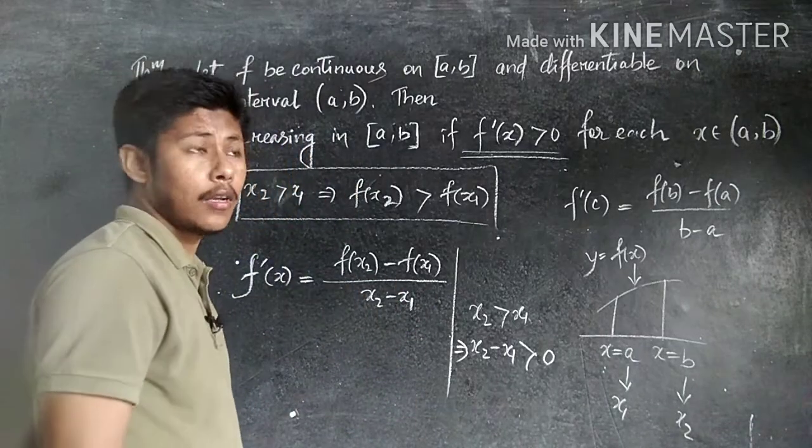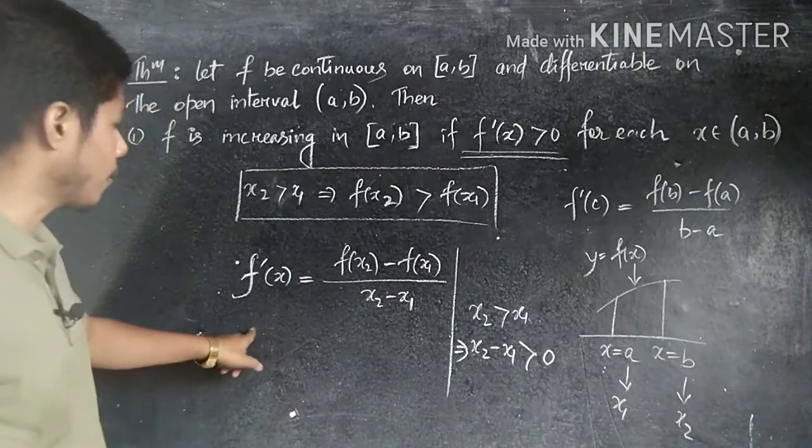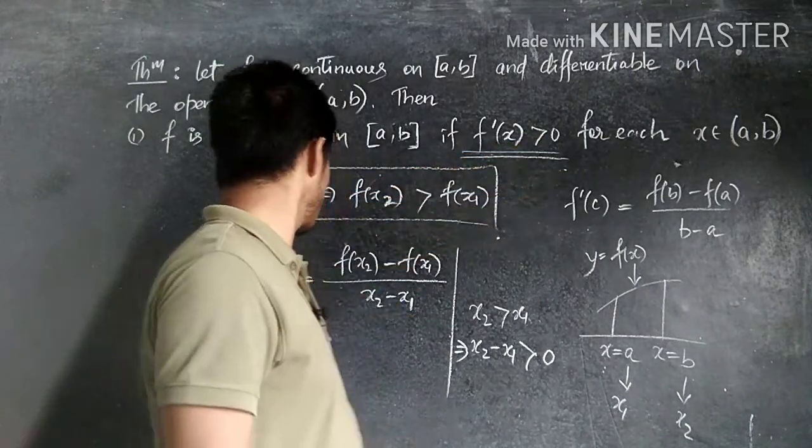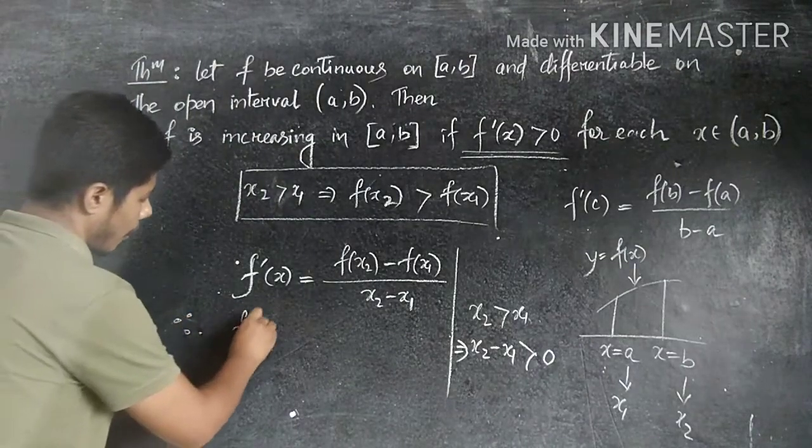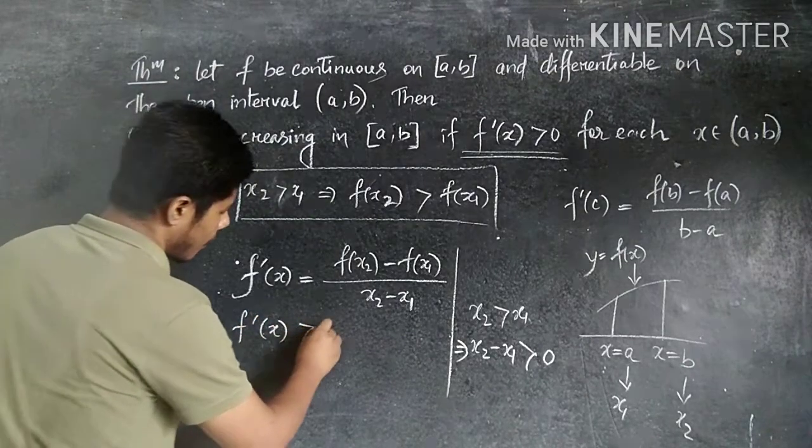Is it clear? Now one more thing you see here: according to our condition, f dash of x is what? Since f dash of x is greater than 0.